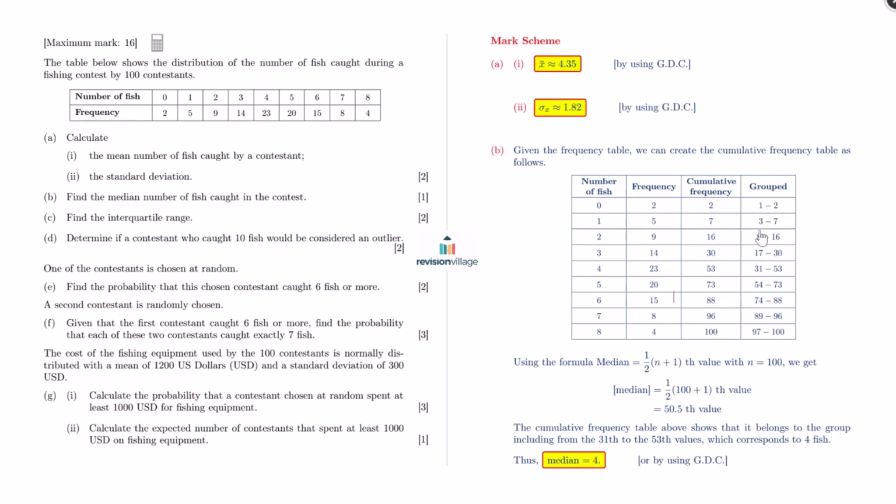And then this grouping column is just to be able to easily see, okay, where is the 50th person? Well, the 50th person would be in this row here, because this row here includes all the contestants from the 31st person all the way up to the 53rd person. So this row here actually includes both the 50th and the 51st person. Now this row, all these contestants caught 4 fish, so therefore we can say our median number of fish caught is 4. And that lines up with our calculator output that we got earlier.